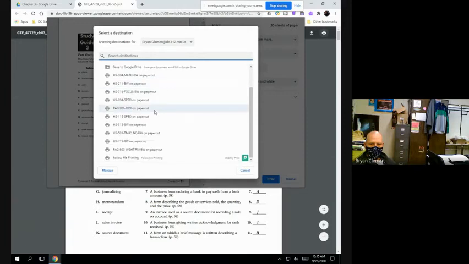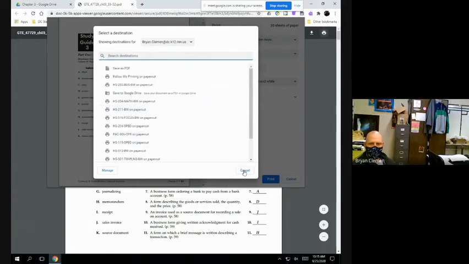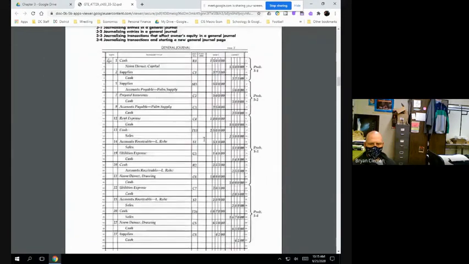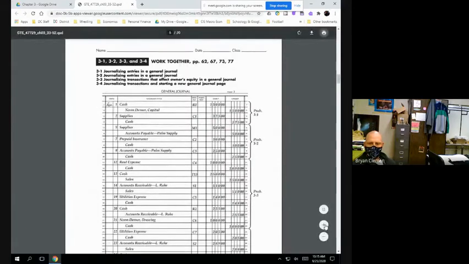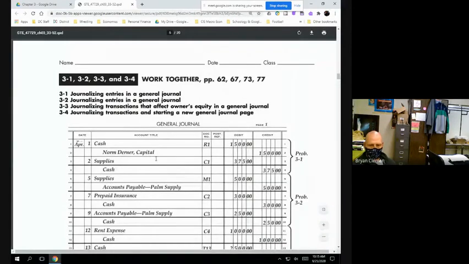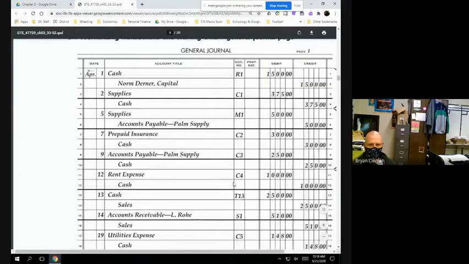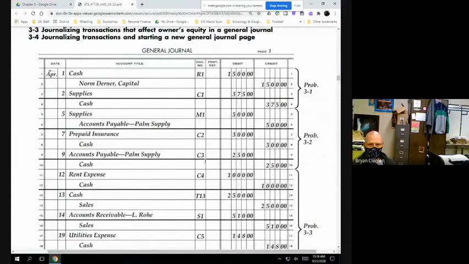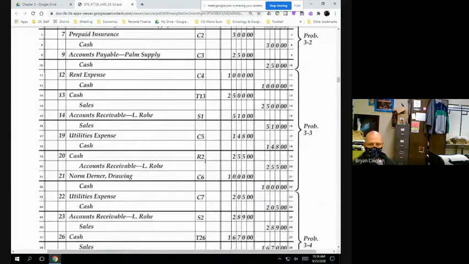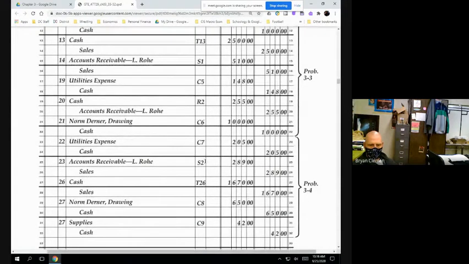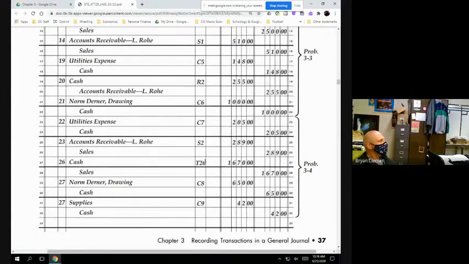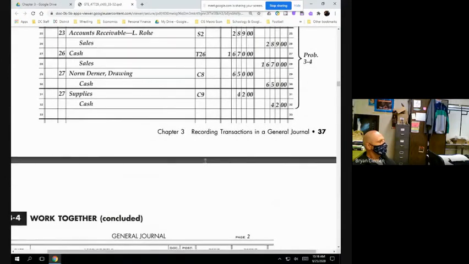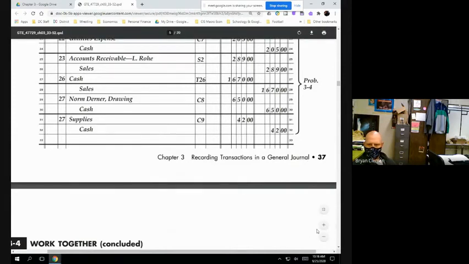All right, Cyrus, when you're ready, will you read the next one, please? April 23rd. Sold services on account, $289. Okay, so what's the debit, what's the credit for that one? Accounts receivable debit, sales credit. Yep, so accounts receivable for the debit, and then sales is credit, $289.